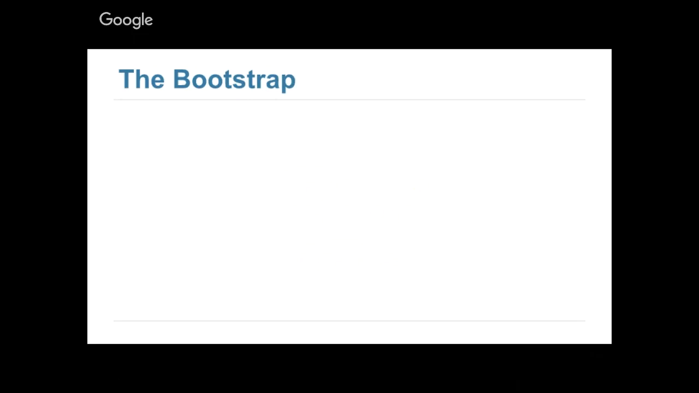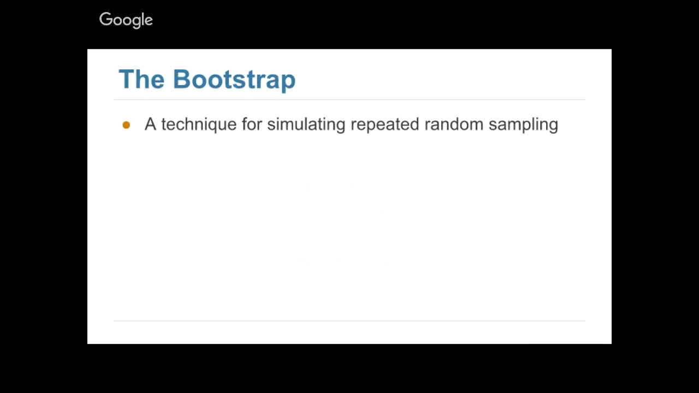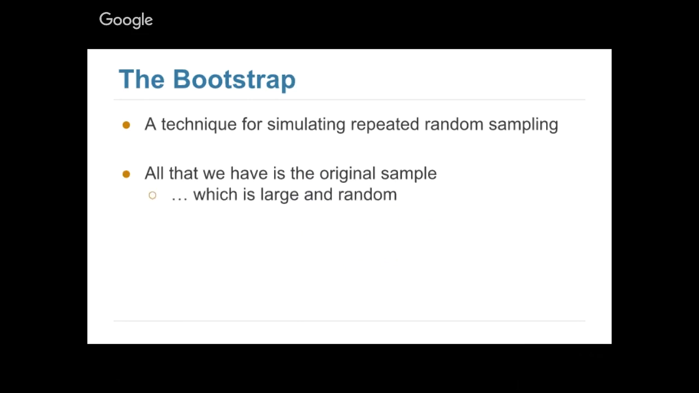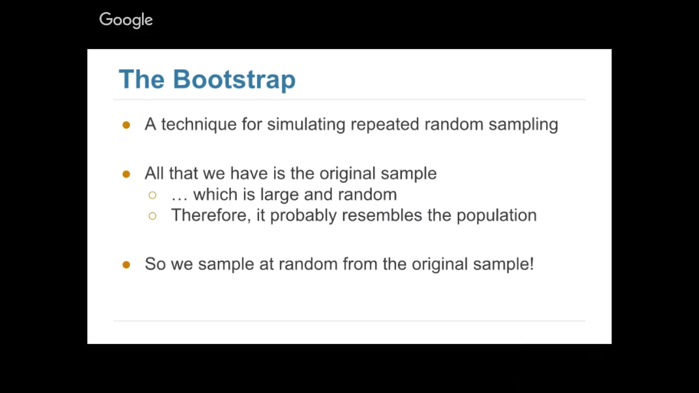Okay, so basically what we're going to do is say we only have one sample. We can't go back and get more samples. What we can do instead is note that our original sample, if it's both large and randomly drawn from the population, will probably look like the population. So we assume that our sample probably looks like my population if it's large and random. Then we can just sample from our original sample.